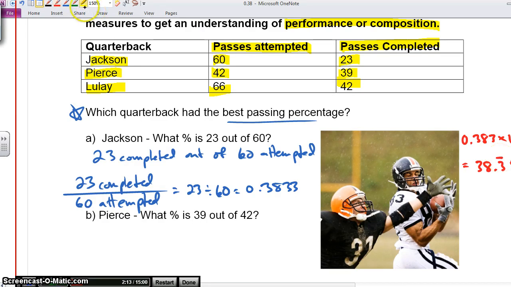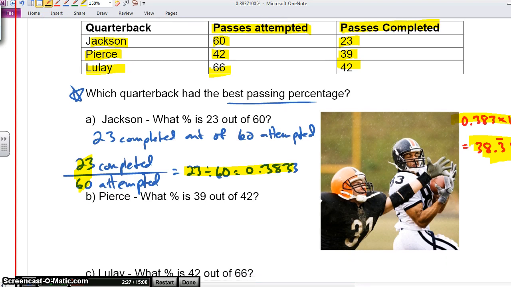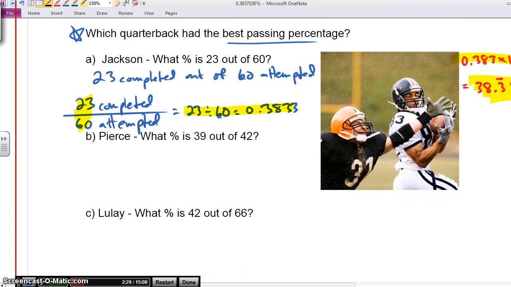Sorry, and we're going to put a bar over top of the 3 just to show that 3 is repeating. So one way to get a percent is to start with a fraction, make it into a decimal, and then multiply the decimal by 100 to get a percent. That's one method. The other method that I want to show you today, that I would encourage you to start looking at because it's going to set you up for more success down the road, is to again start with these numbers.